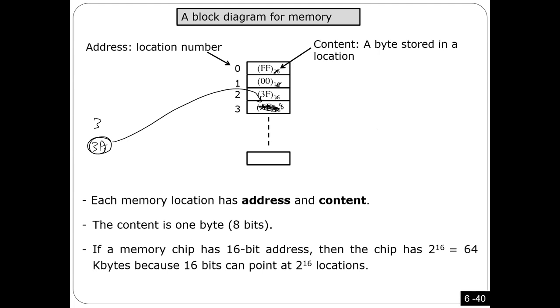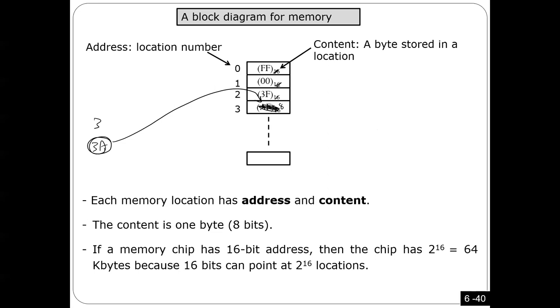And the way you can visualize memory is as locations. In every location, you store only one piece of information, okay? So every location has content. I call it a content, the information stored in this location. Also, every location has a location number, which we call an address.